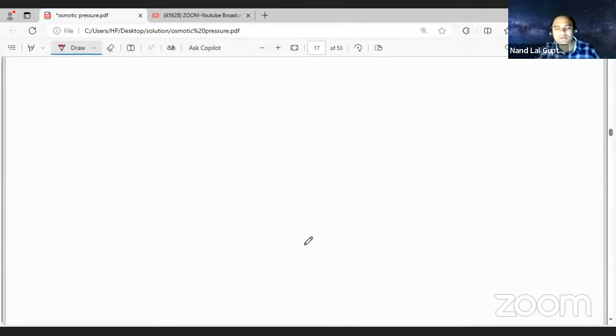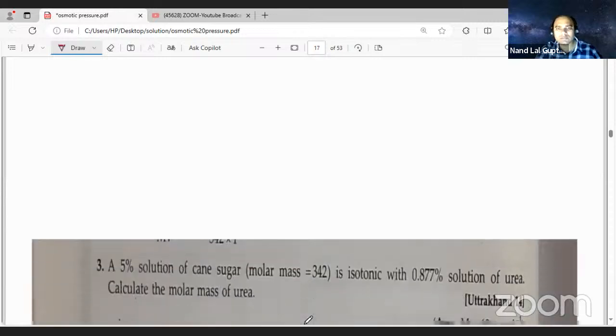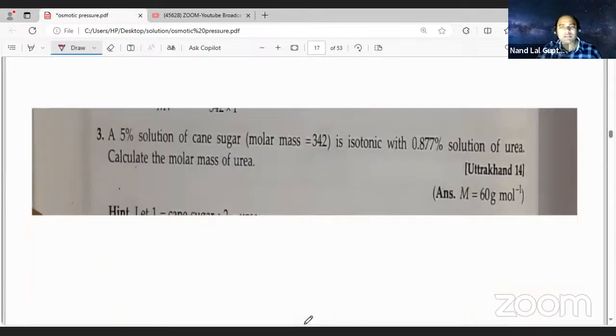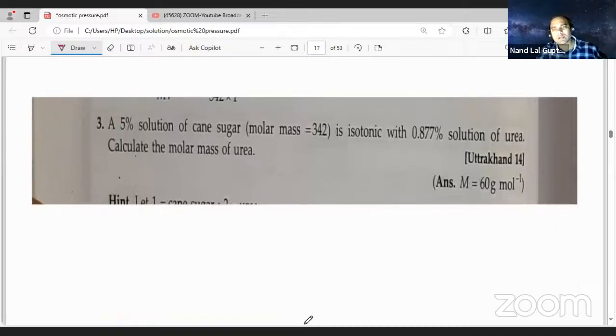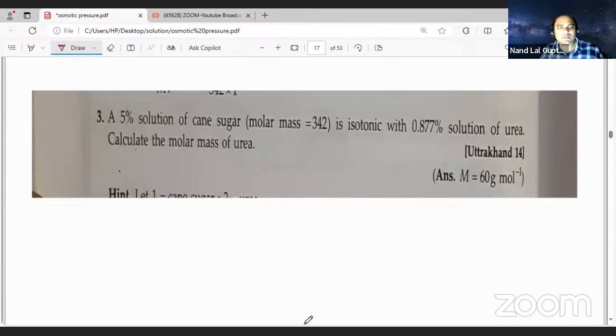There are many problems in this slide I have taken, student. I am not going to discuss all the points here. Like this one question you see, isotonic with the 0.87 solution of urea. This was asked in the previous year exam also. If you want to solve it, we can do it very simply. This is not a very tough question actually. Let me do this problem actually, this one.